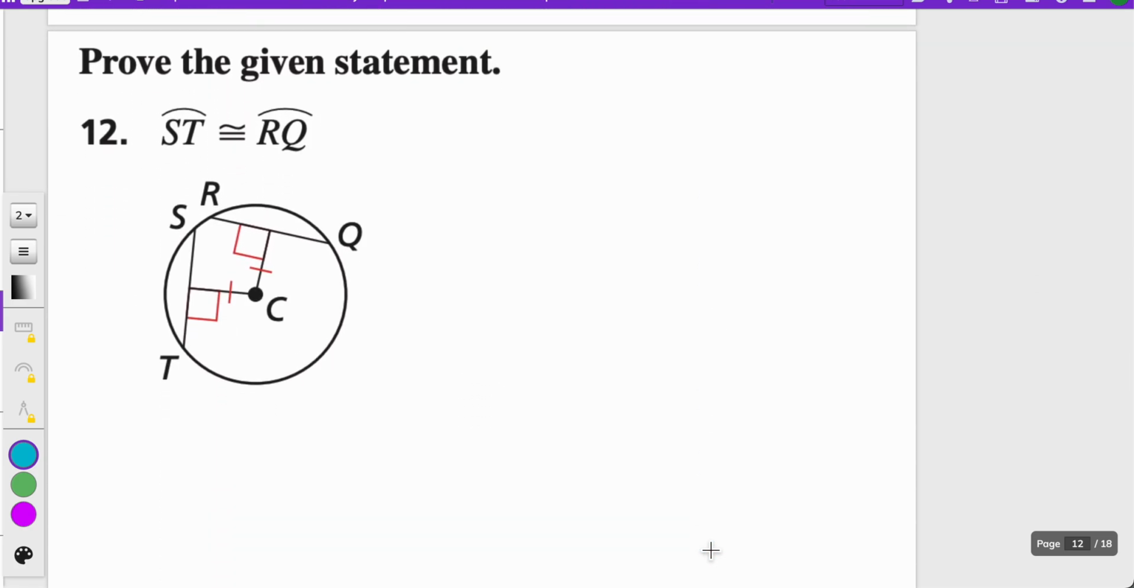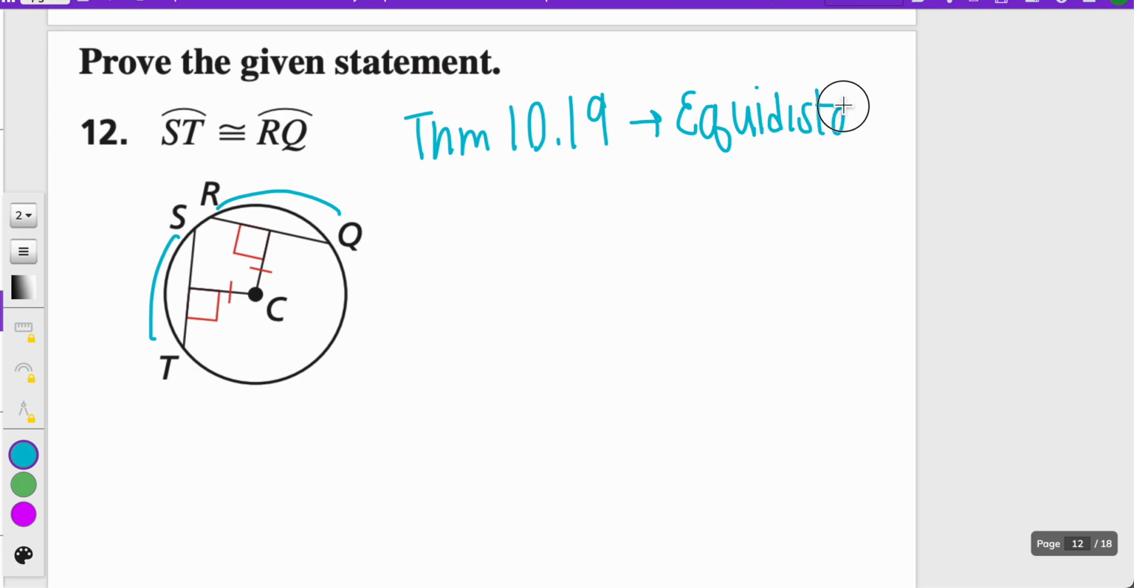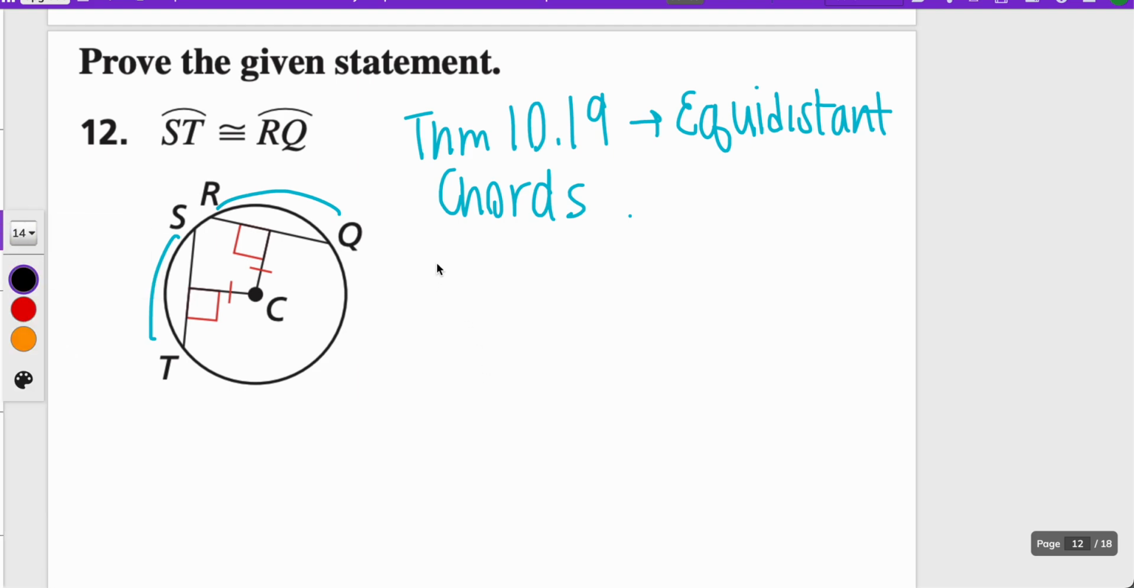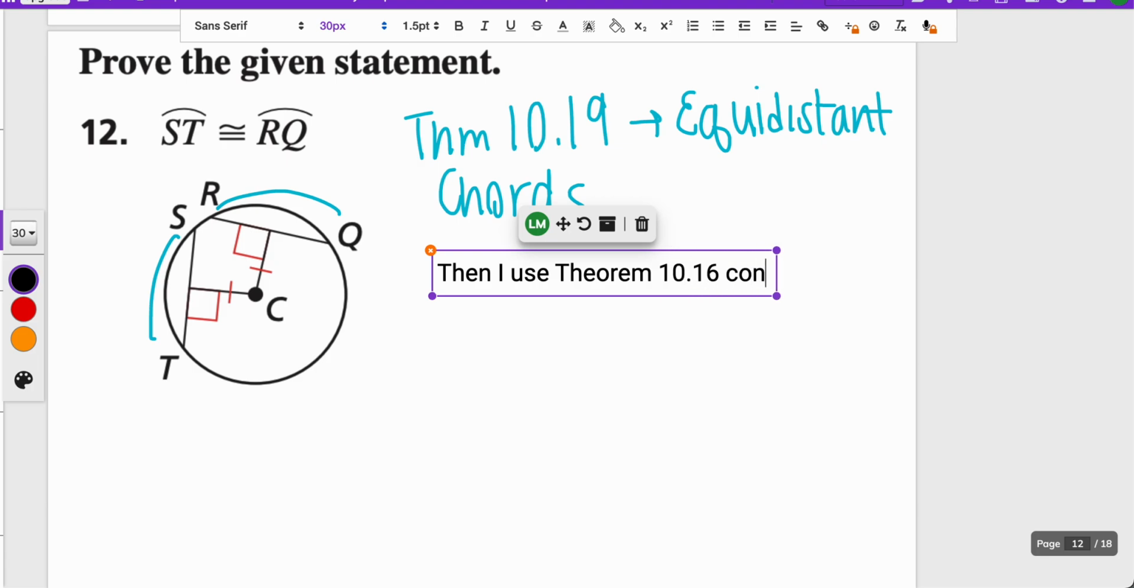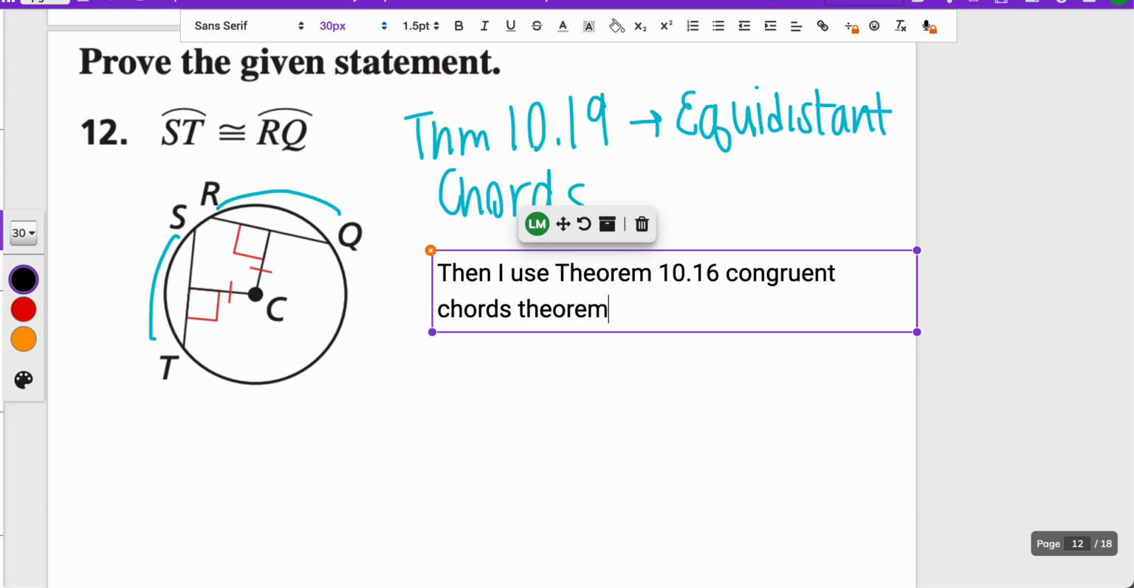Number 12, just talking about some proofs here. How could arc ST be equal to arc RQ? So some things we want to consider. The first theorem that comes to mind is from my theorem sheet 10.19. This was your equidistant chords. For these, I might actually end up typing stuff. Okay, just because I see that they're equidistant from the markings here, so that's going to prove that the chords can be equal, ST and RQ as a chord. So then because of that, I'm going to make these a little bit larger too. Then I use theorem from my sheet 10.16, your congruent chords theorem, to state that if I have a congruent chord, then I have congruent arcs.